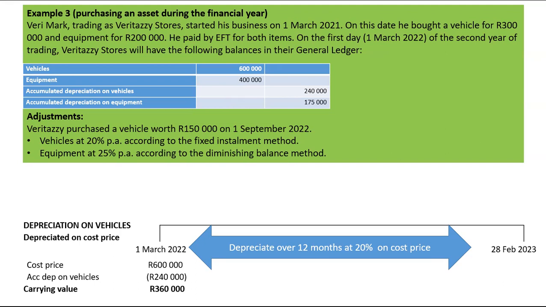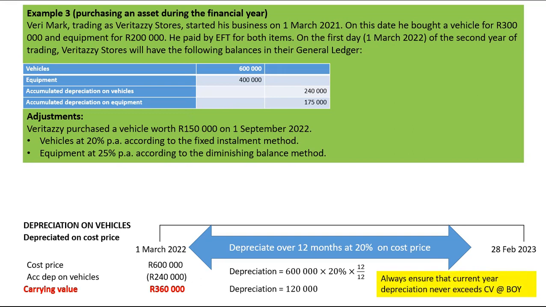Now we are depreciating using the cost method. So we'll take the cost at the beginning of the year of these vehicles, which is 600,000, multiplied by 20% and multiply that by 12 over 12. And that'll give us 120,000, which is way less than the carrying value at the beginning of the year. The reason why we calculate the carrying value at the beginning of the year is to ensure that current year depreciation does not exceed that carrying value. Otherwise, we will limit this year's depreciation to the carrying value at the beginning of the year minus 1. This is on the vehicles we've had from the beginning of the year.